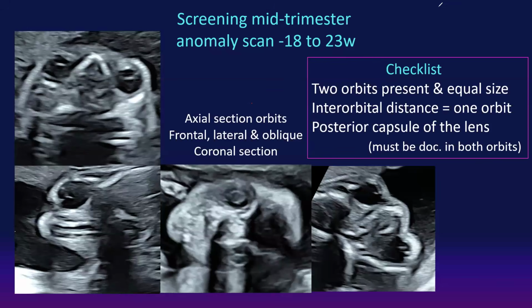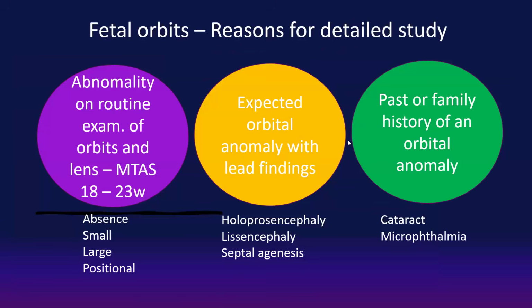Okay. So that is how we document the orbits routinely by ultrasound in the mid-trimester. If we want to do a detailed study of the orbits, what are our indications? If on a routine screening we see an abnormality in the lens, it could be an absent lens, it could be small, it could be large, it could be in a different position. The orbit itself could be variable in position and size, and the lens itself could be abnormal. So in a routine scan itself, we could find abnormalities.